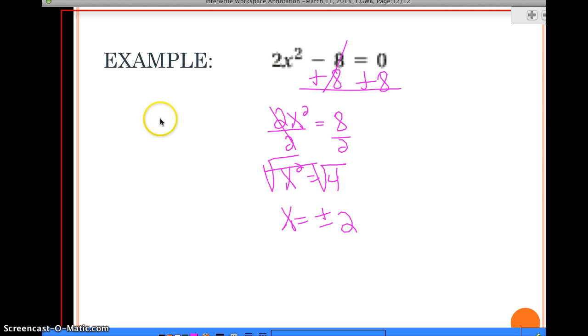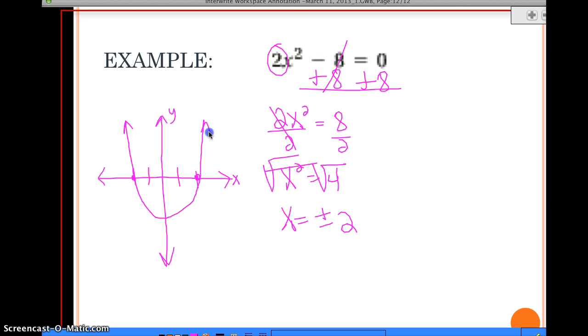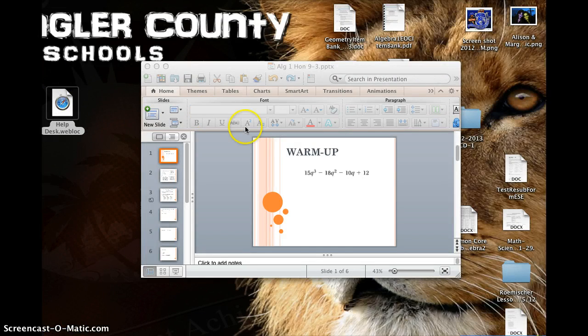So if I was to draw a quick diagram of what that would look like on a graph, it would look something like this. We know it's going to cross at negative 2 and positive 2 on the x-axis. And we also know that since our leading coefficient is positive, it's going to open up. Again, I'm not going to label my y-axis on purpose because I don't know exactly where my vertex is. So this is finding the roots, what we've been doing the last couple of problems, of a quadratic equation without actually graphing it or factoring it. It's by actually solving for the square roots.